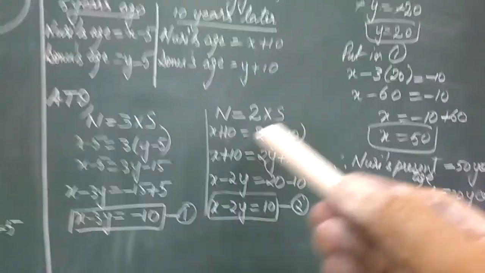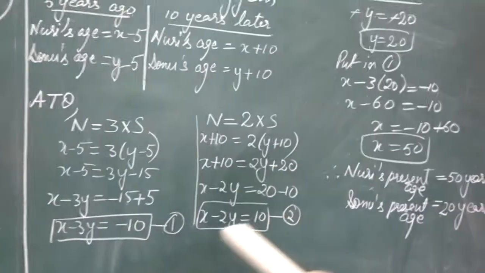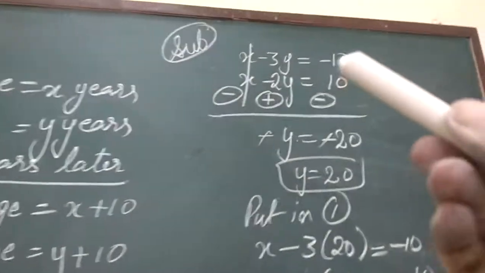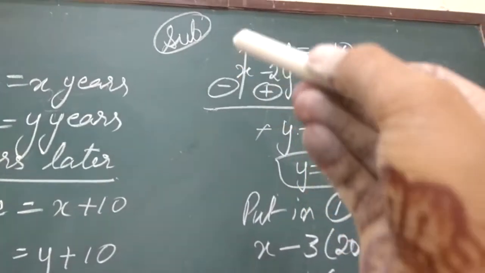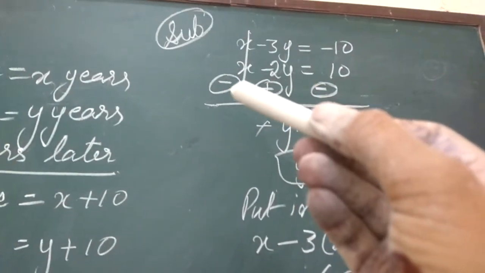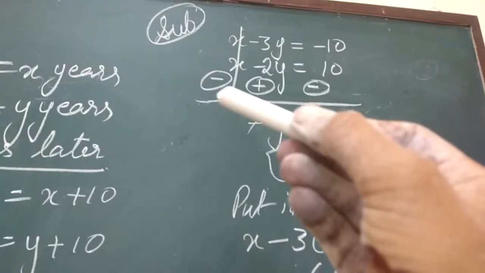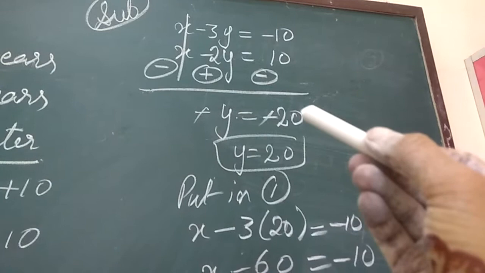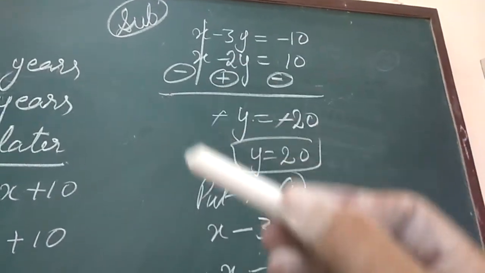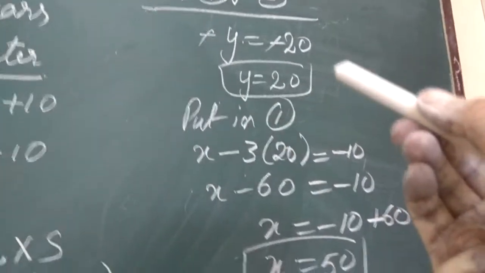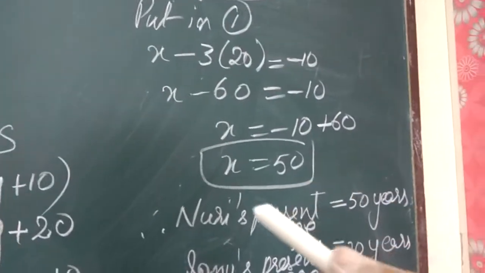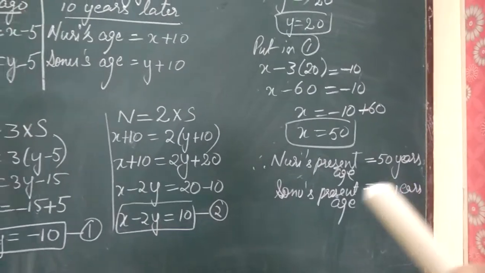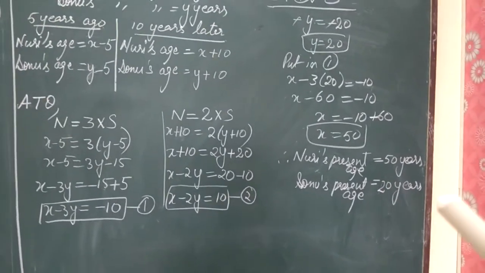So, just solve it by distribution property. You will get the 2 equations. Now, for elimination method, again, as you can see, the coefficient of x is the same, but the signs are also the same. To make the difference in the sign, we will subtract. For subtraction, change the sign. You will get x eliminated. y is equal to 20. By putting the value of y in first equation, you will get x is equal to 50. So, the answer is Noori's present age is 50 years and Sonu's present age is 20 years.